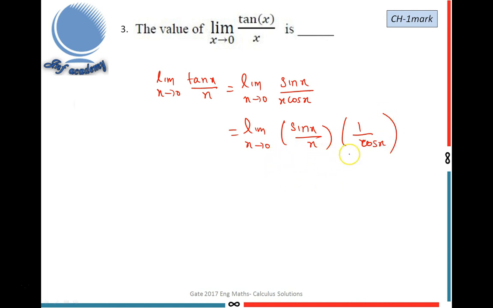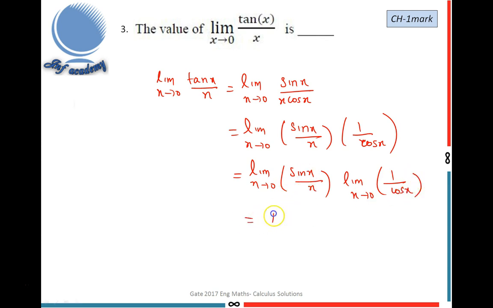The limit of the product is equal to the product of the limits. This is the limit result. So limit x tends to 0, sin x by x into limit x tends to 0, 1 by cos x. Limit x tends to 0, sin x by x is 1. This is the standard result. Into limit x tends to 0, 1 by cos x is also 1. So the final answer is 1.